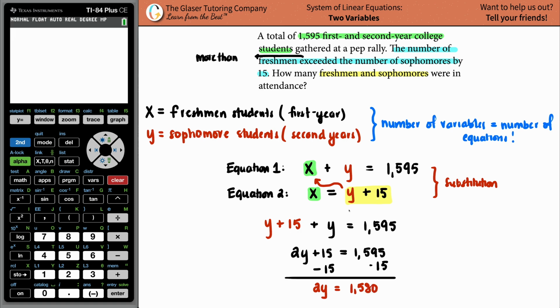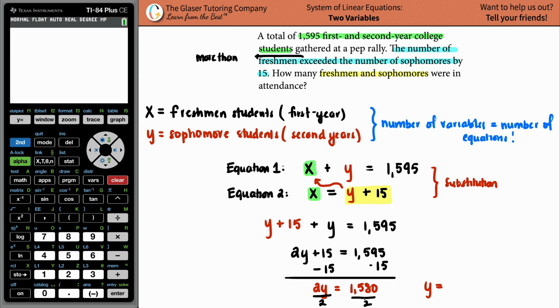1580. And now we're just going to divide by 2 on both sides. Divide by 2, divide by 2. And now we have our y value. Remember, the y value was the sophomore students. So we're going to find out how many sophomores we got.